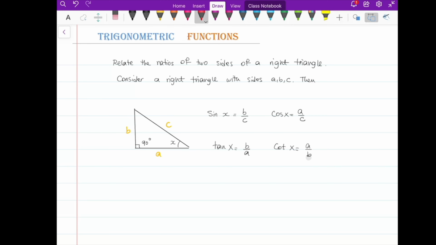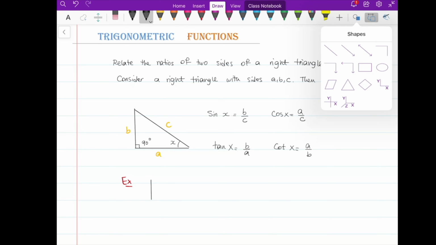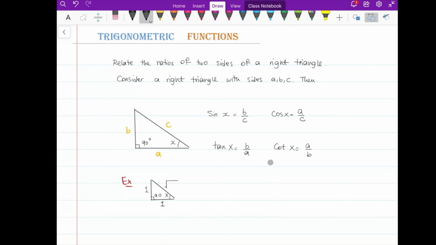Okay, let me give you one example. Assume that we have this right triangle in here. So it is 90 degrees. This is X, and these two sides are 1. So basically, by the Pythagorean theorem, the hypotenuse would be 1 squared plus 1 squared, which would be square root of 2. Okay, now X here, since this is 1, X here would be pi over 4.